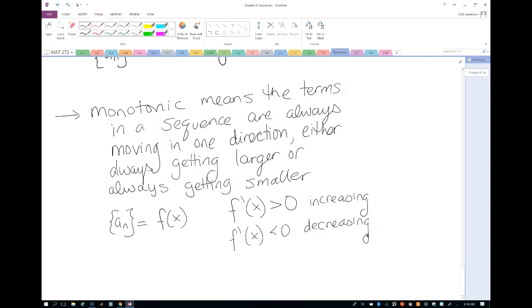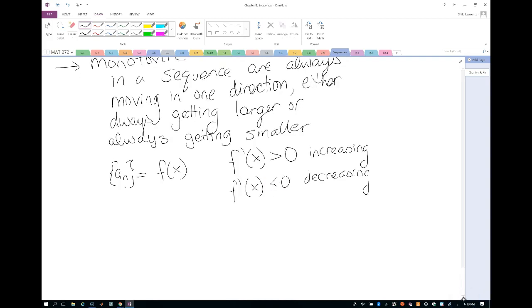Most likely in the problems you saw in Calculus 1, we had to determine specific intervals where the function was either increasing or decreasing. But in order to be monotonic, what we're looking for is f prime to always be positive or always be negative. If there's a chance that it could flip-flop back and forth between the two, then our sequence would not be monotonic. It would have areas where it was increasing, and other areas where it was decreasing.